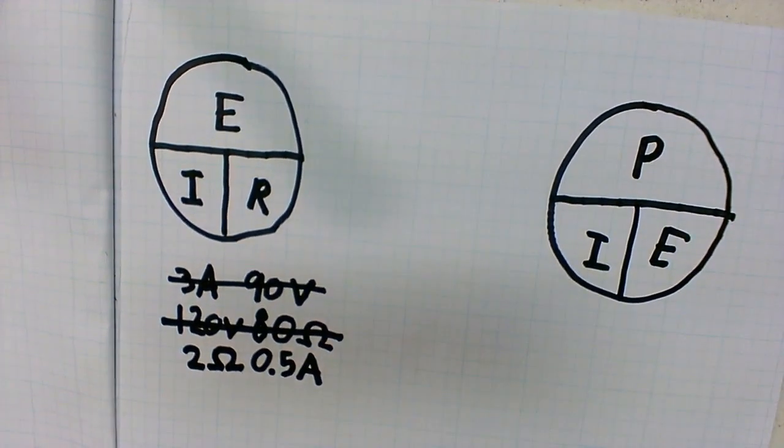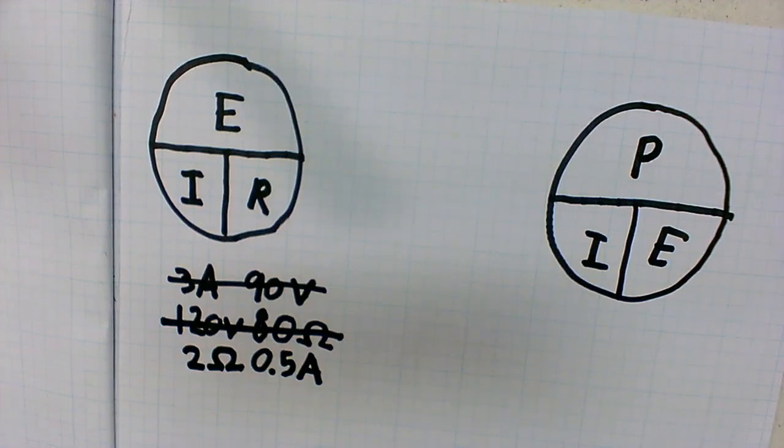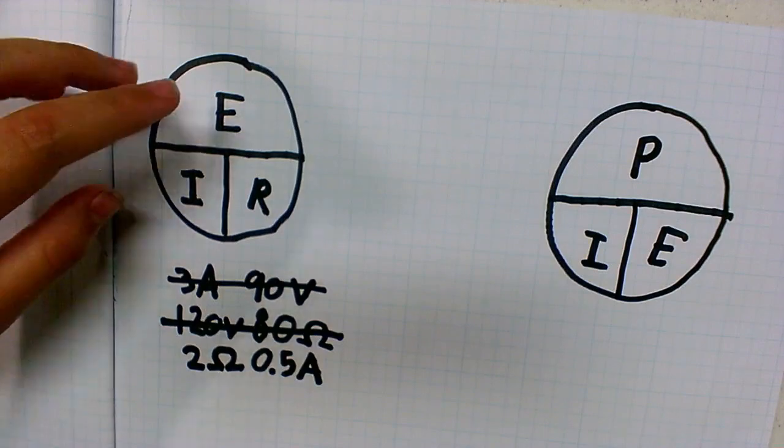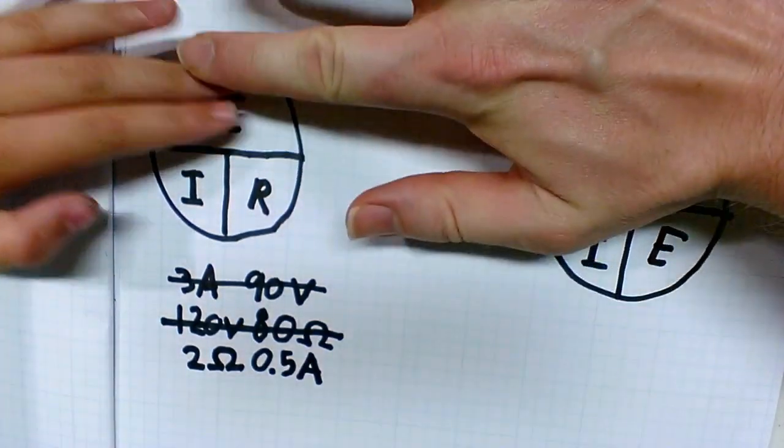Okay, and now what we want to know is what is the voltage? So voltage is electromotive force. Yep, I misspoke earlier. So that would be E. So I can cover it up for you.